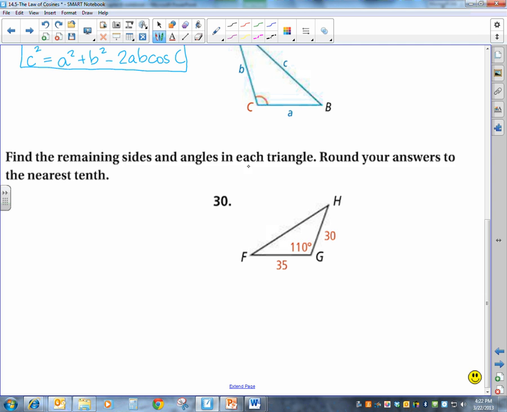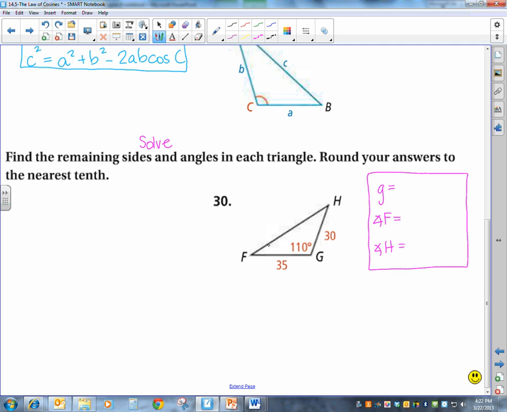Find the remaining sides and angles. Keep in mind that's the same thing as saying solve the triangle. Okay, so I have triangle FGH. I know angle G. I know side H, and I know side F. So I have to find side G, I have to find angle F, and I have to find angle H. So we're going to find all those things, and that means that then we will have finished the problem.